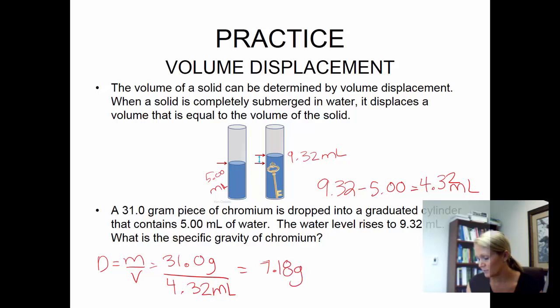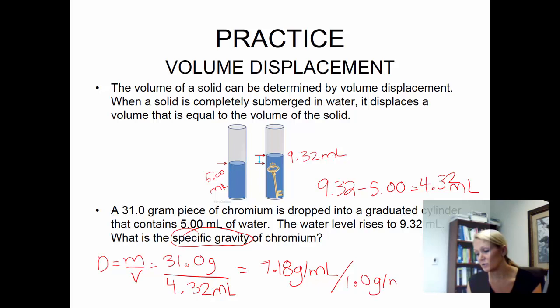Density is mass over volume, and when I plug this in, I get about 7.18 grams per milliliter. I need 3 sig figs since I have 3 in both the numerator and the denominator. If you go look back up here, this is just for practice. If the problem had said, what's the density of chromium, then we would just leave it like that, because density we know has the units of grams per milliliter.